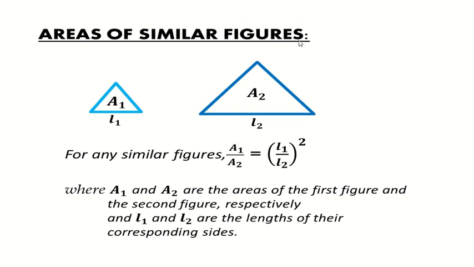What is meant by areas of similar figures? As you know, there is a relationship between the area and its sides. If two triangles are similar, then the ratio of their areas will be the square of the ratio of their sides. The ratio of their areas will be the square of the ratio of their sides. Let us understand this through the problem.